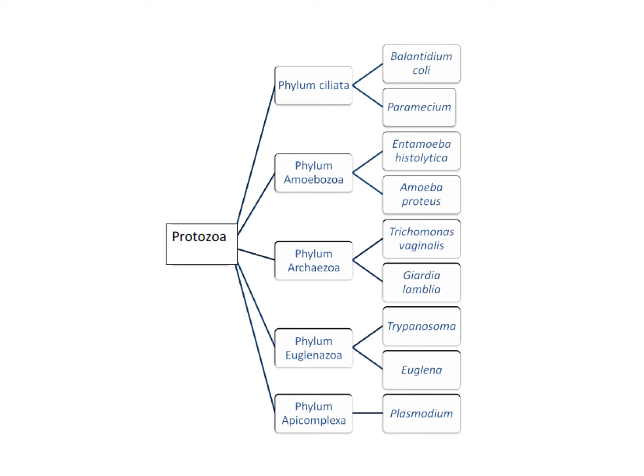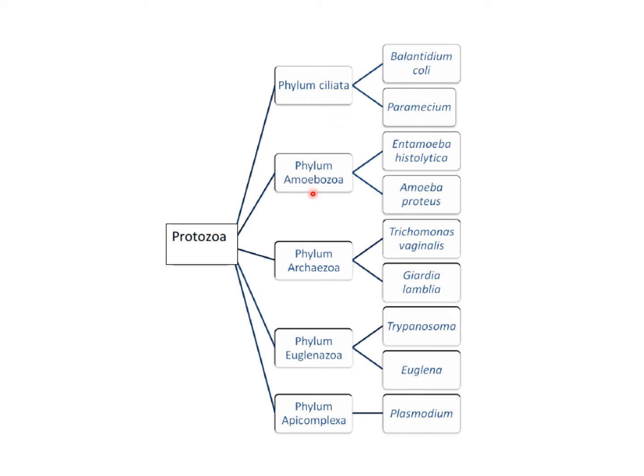So what you can see right here is a family tree for the protozoa. There are different phyla. Now you will have to know the different names of those phyla, and you will have to know the organisms, the microorganisms that are found under each phylum. So for example, we have a phylum called Ciliata, and those are called Ciliata because usually these microorganisms, such as Paramecium and Balantidium coli, will usually have cilia that would help them move.